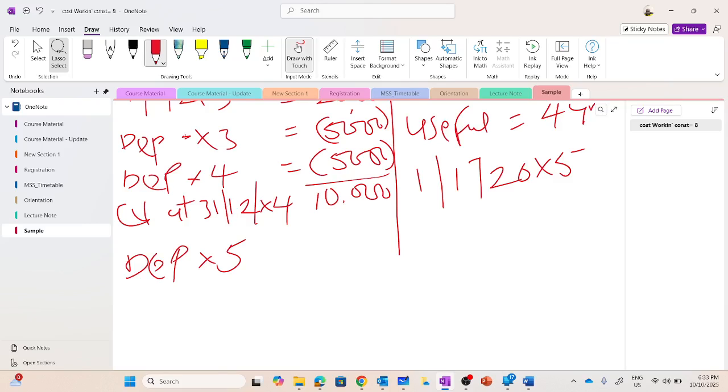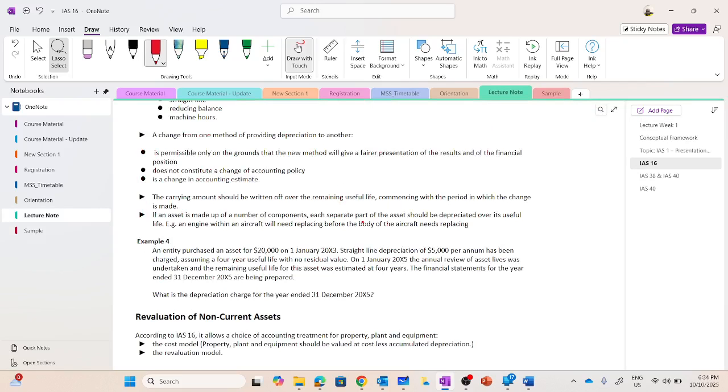So now let's look at the concept we use to calculate this particular solution. The carrying amount should be written off over the remaining useful life. The remaining useful life was 2 years, but because they decided to review the useful life of the asset, it increased from 2 years to 4 years. So that is a very important concept we need to know.